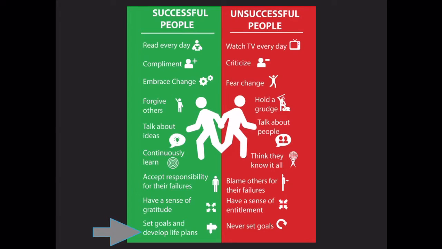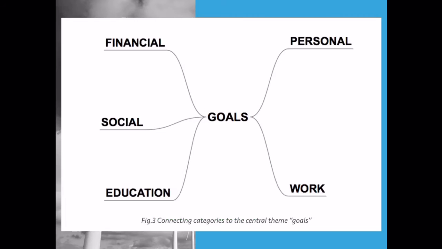Successful people have many positive attitudes and habits that help them be successful. For example, they read every day, continuously learn, and notice at the bottom, they set goals and develop life plans. In fact, if you write down your goals, you will be more likely to achieve them. There are many types of goals: personal, work, education, social, or financial.